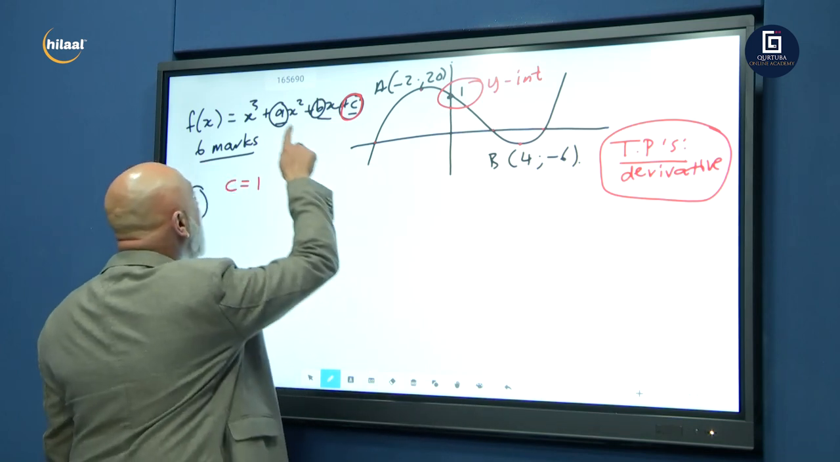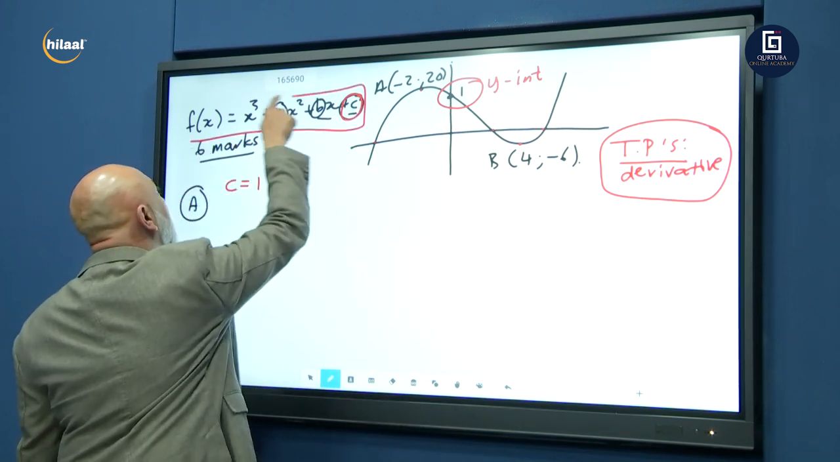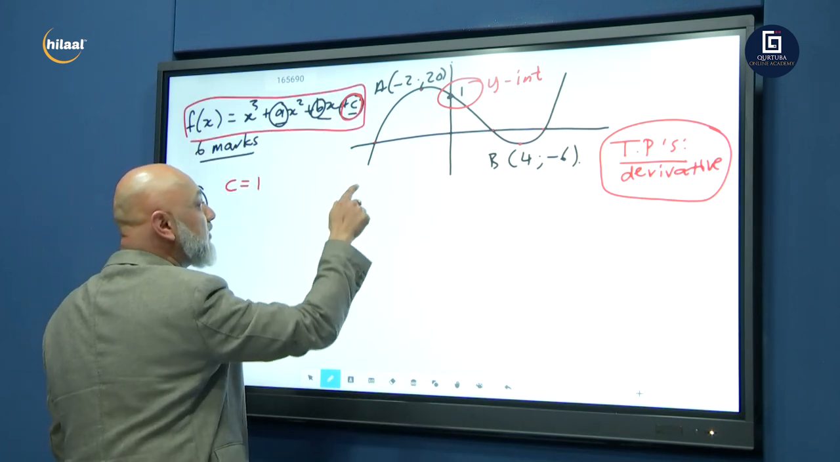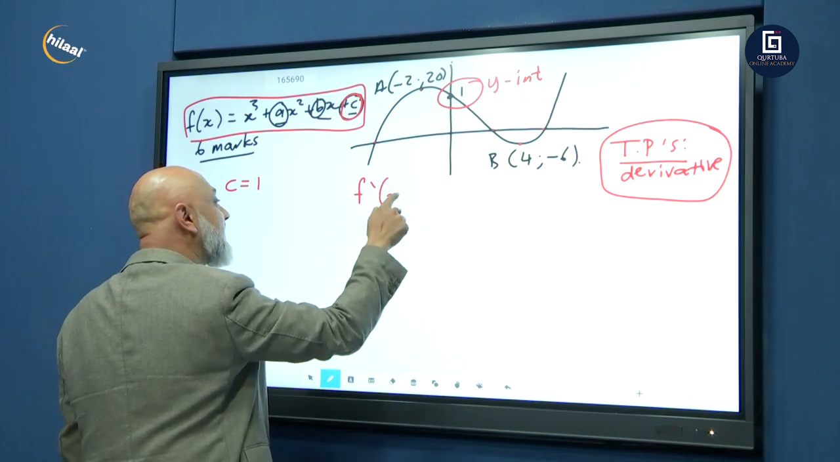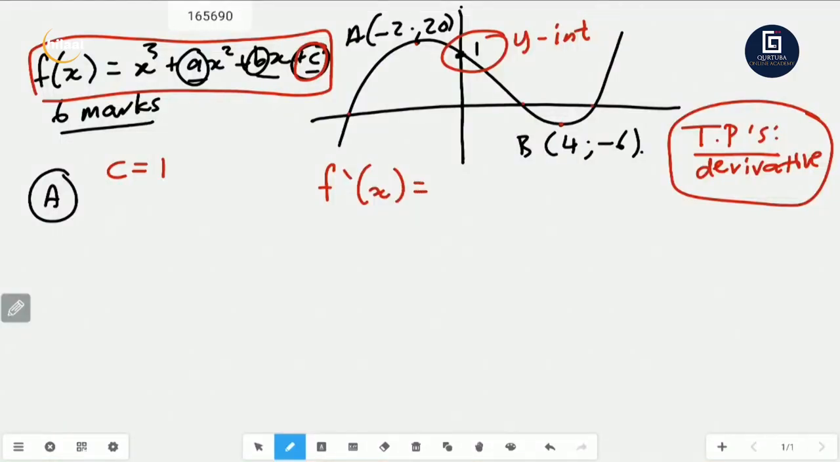Derivative, we use the turning points. So now we're going to go to the turning points, and we're going to find the derivative of that. So what are we going to do? f'(x), the power rule. So what's the power rule?